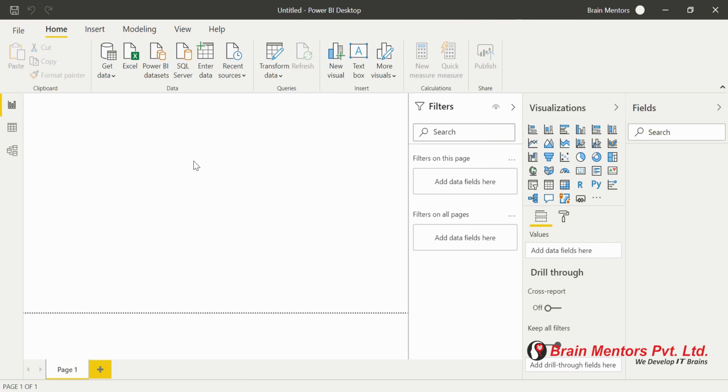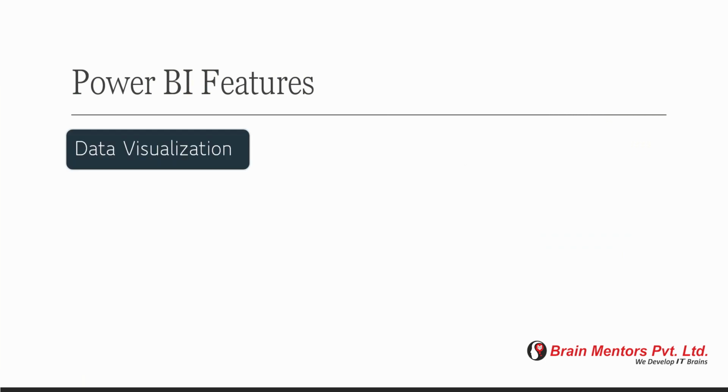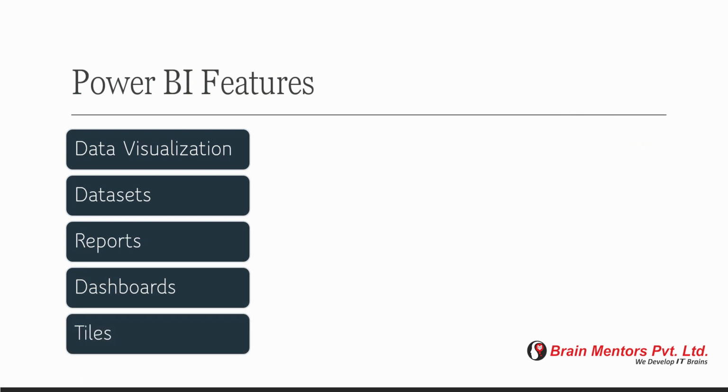Now, before going into the detail of Power BI demonstration, first we'll talk about a few major things about Power BI, like Power BI features. So here we are going to talk about the features like data visualization, dataset, reports, dashboard, and tiles. These are the major key terms of Power BI.